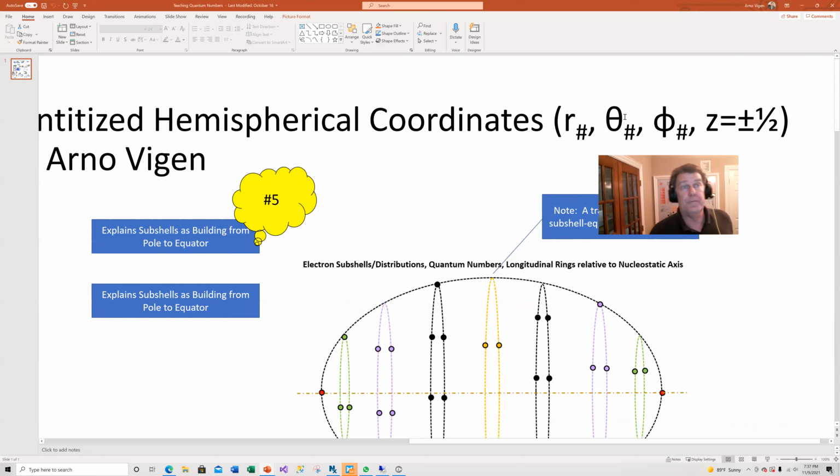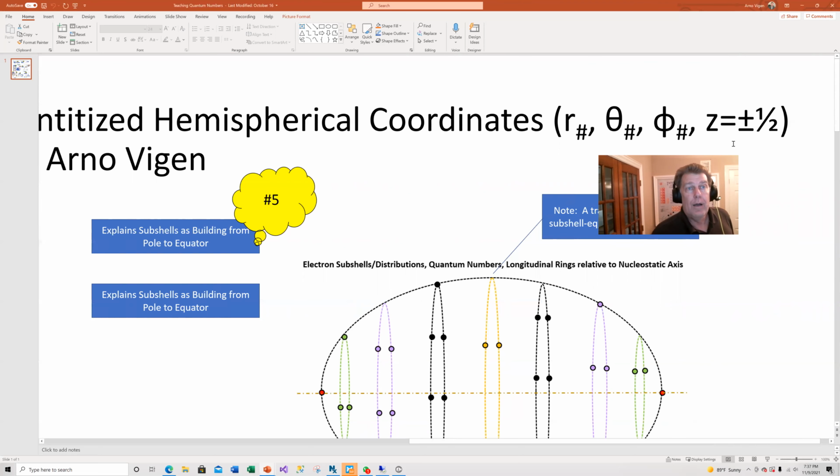And since I count from 0, because the 0 count, subshell S, is 0, and that has meaning. That converts you from the Gaussian to the Slater and all the other calculations that you get if you get into advanced chemistry and physics. The phi is the longitude, and the z is plus or minus a half for which hemisphere you're in, with the Pauli pairs locked at 180 degrees.